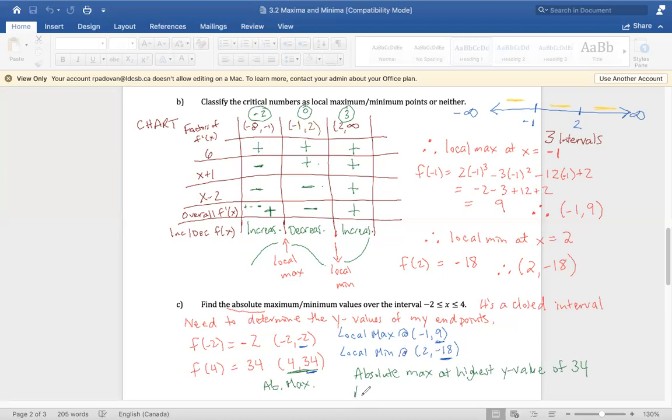And my absolute minimum, same thing, right, is at my lowest y value. Now we're only talking about within this interval, right? So my lowest y value, -18, right? So that means that this point here would be my absolute minimum point along the curve within that interval. Absolute minimum. Okay.